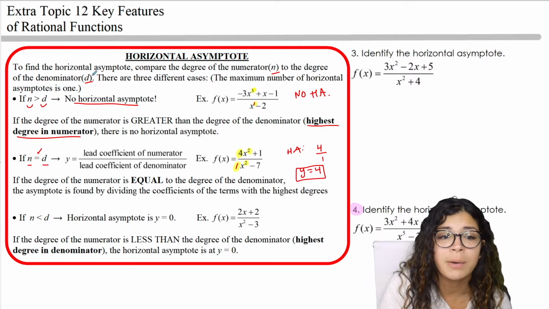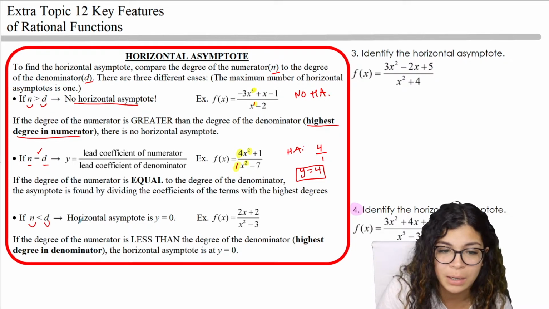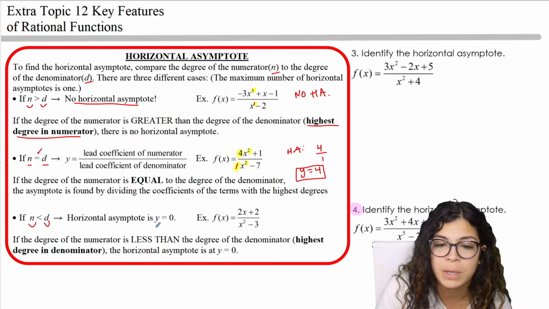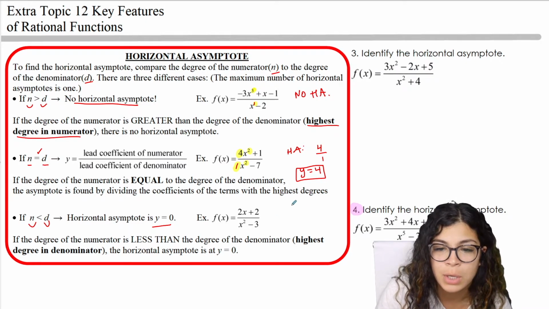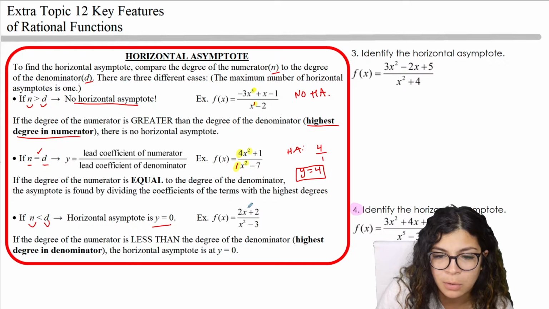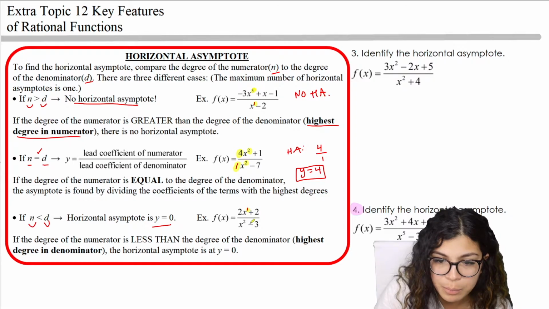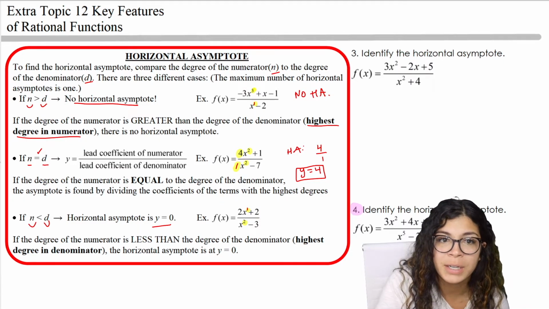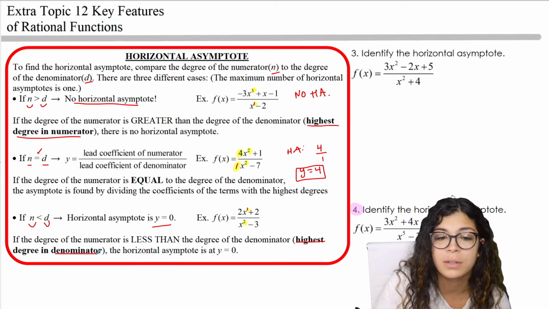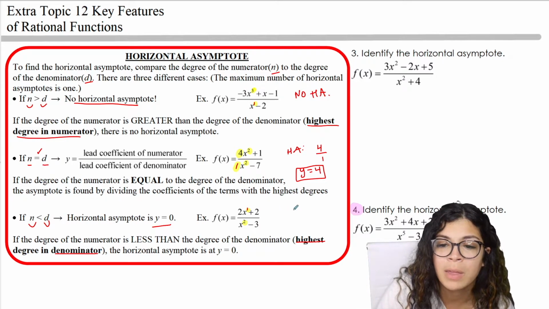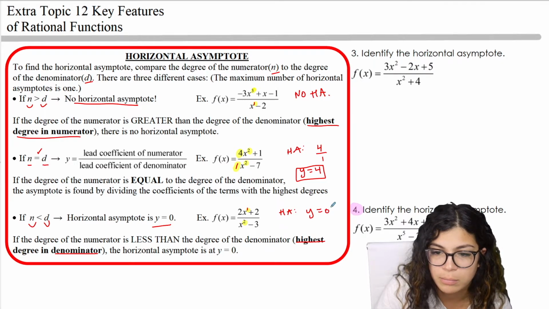Now, if it's the other way around, if the degree of the numerator is less than the degree of the denominator, then the horizontal asymptote is just y equals 0. There's nothing to calculate there. It's just y equals 0. So here, for example, the degree of the numerator is 1, and the degree of the denominator is 2. As long as the degree of the denominator is the one that is biggest, the highest degree is in the denominator, then the horizontal asymptote is just the line y equals 0.